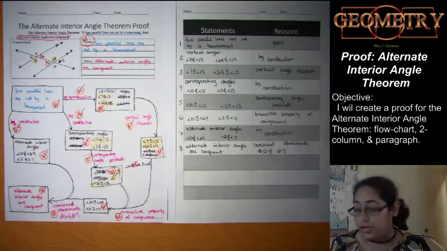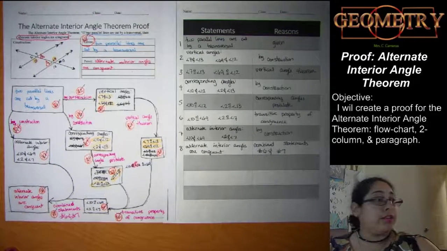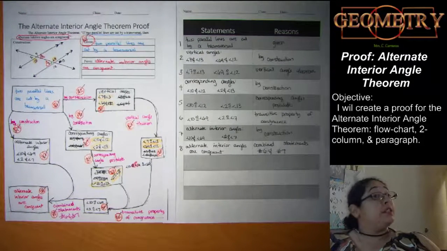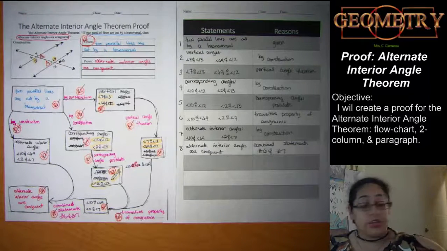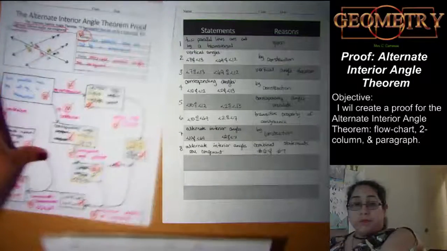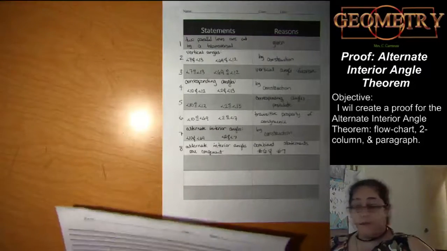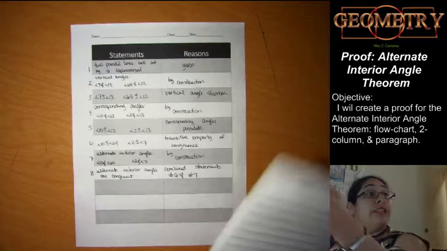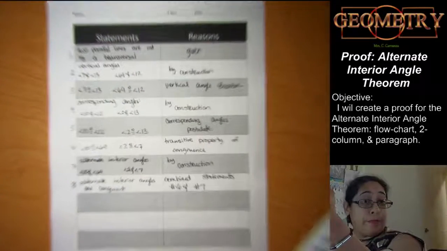And when you're done, your 2-column proof should look like this. All right? If you're not completely done with it, it's all right. You'll have time until Friday to get it finished and polished up. Let's go ahead and move the flowchart off to the side. And we're going to work with the 2-column and turn it into the paragraph proof.